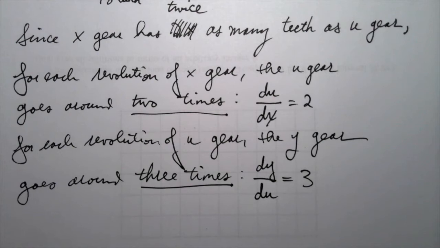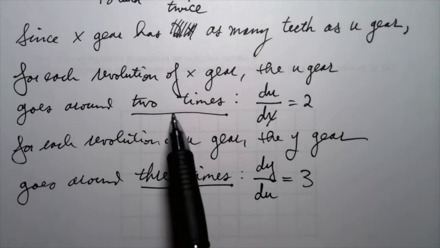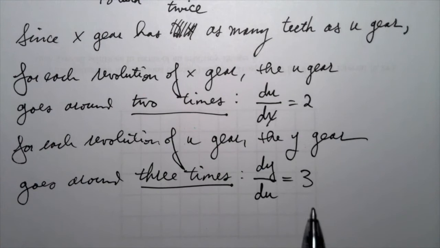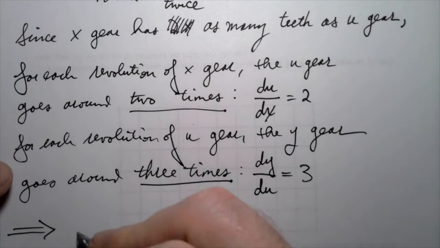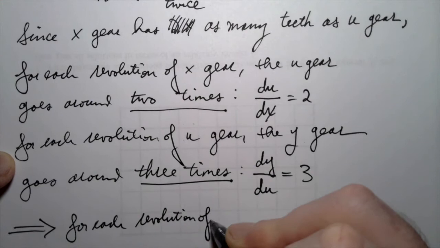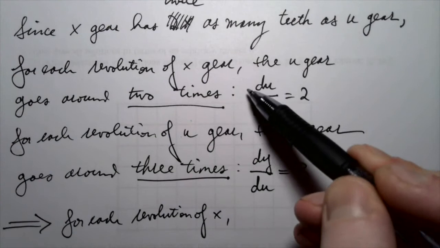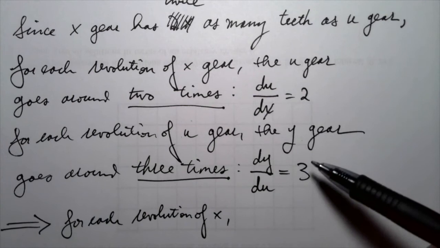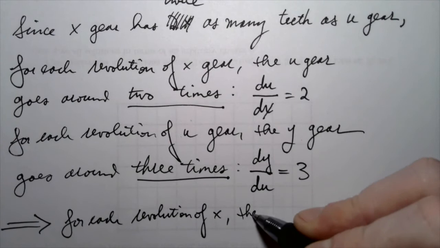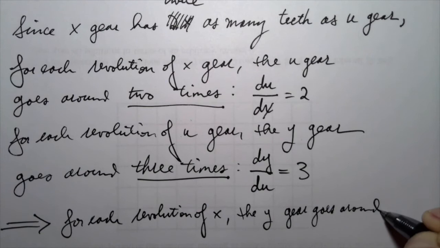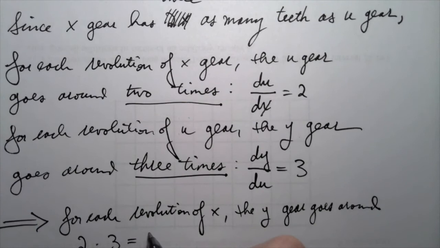And now check it out. For each revolution of X, the U gear goes around twice, but then for each revolution of U, the Y goes around 3 times. Therefore, for each revolution of X, how many times does Y go around? Well, as the U gear goes around twice, each of those revolutions of U gives you 3 for the Y gear. So it's 2 times 3. For each revolution of X, the Y gear goes around 2 times 3, which is 6 times.